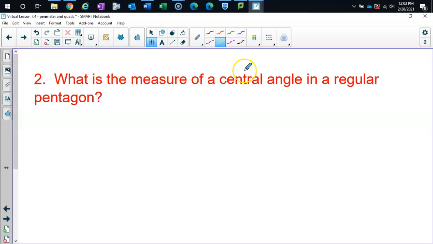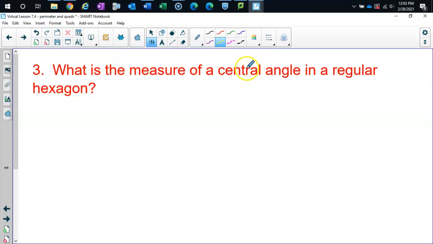What is the measure of a central angle in a regular pentagon? Go. Well, a pentagon has 5 sides. Take 360, divide it by 5, because the whole middle is 360 degrees. Divided by 5, you get 72 degrees each. Number 3, what is the measure of a central angle in a regular hexagon? Go. Well, a hexagon has 6 sides, so it's going to be 360 divided by 6, which is 60 degrees.